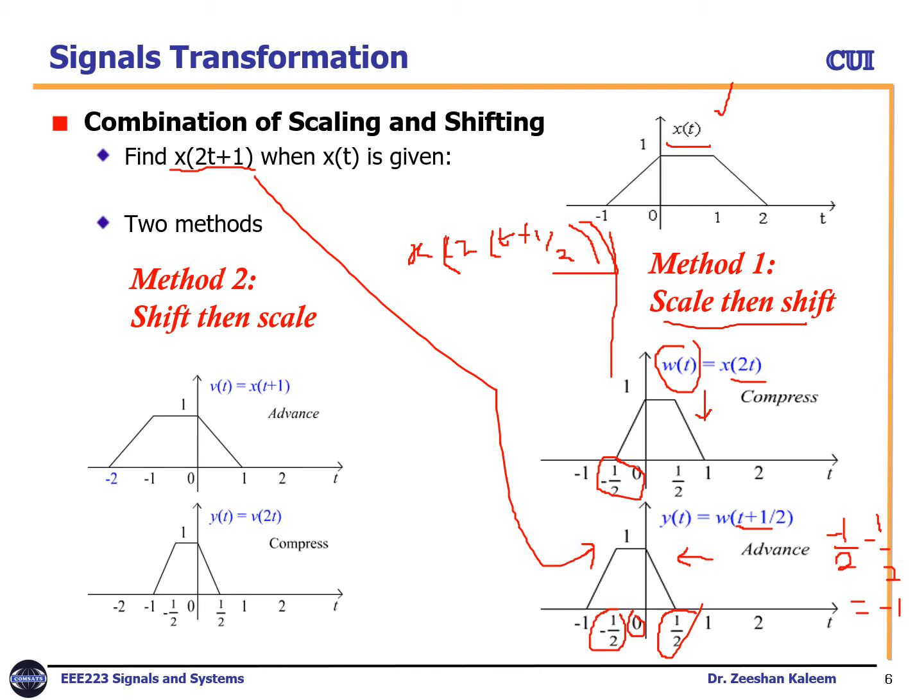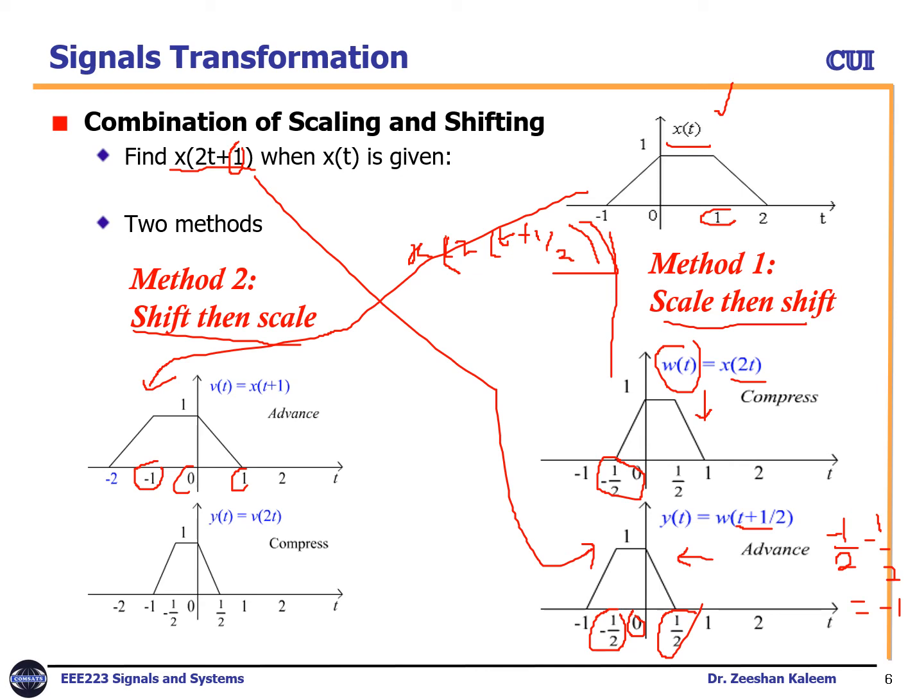Let's solve the same example another way, shift then scale. For shift, you have to just shift by 1. So 1 means move this original signal to the left by subtracting 1. So for minus 1, we have minus 2. For 0 minus 1, we have minus 1. For 1 minus 1, it will become 0. And for 2 minus 1, it becomes 1. So it is the advanced version of this signal. It is first shifted to the left, and then we have to scale.